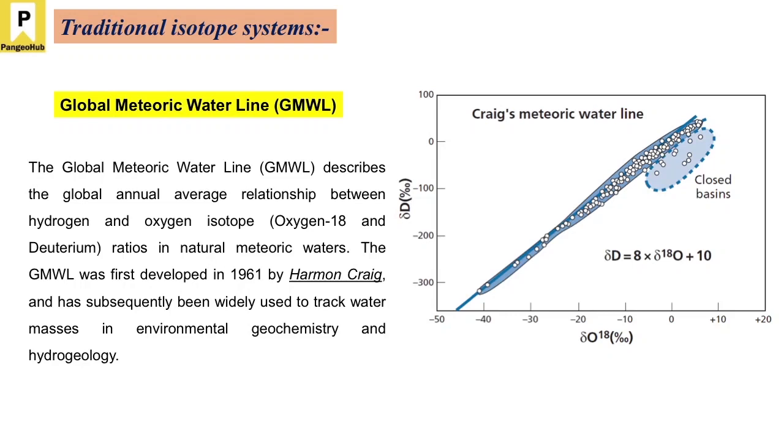So as you can see, this formula is very important. You can note it down. This delta D is equal to 8 times delta 18O plus 10. So it gives an approximation of where the global meteoric water lies.